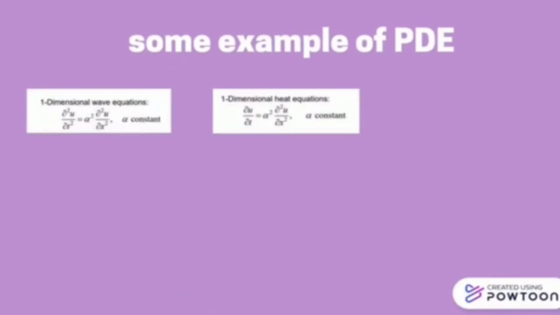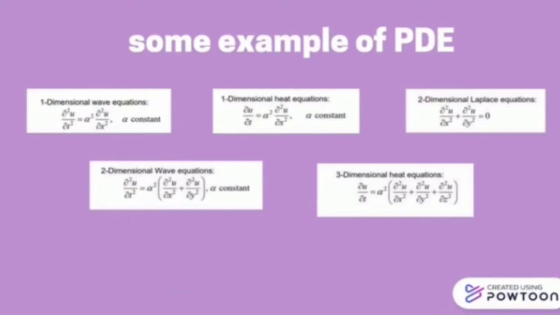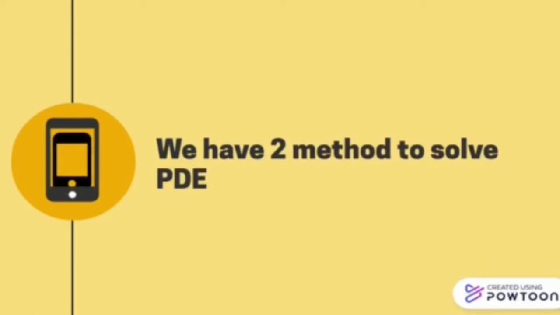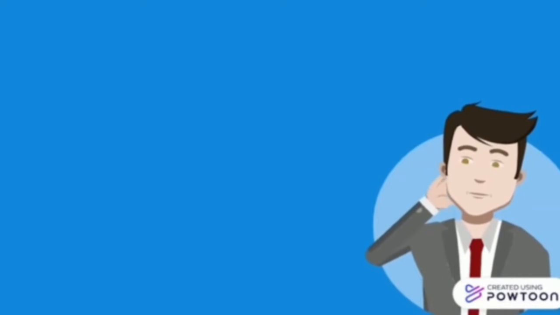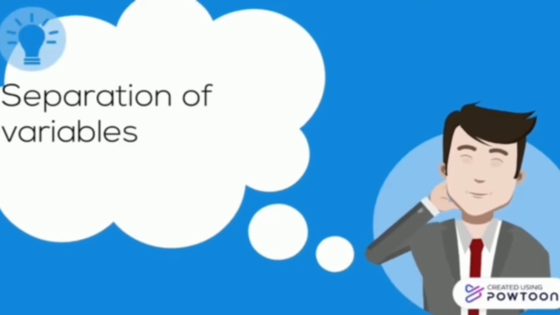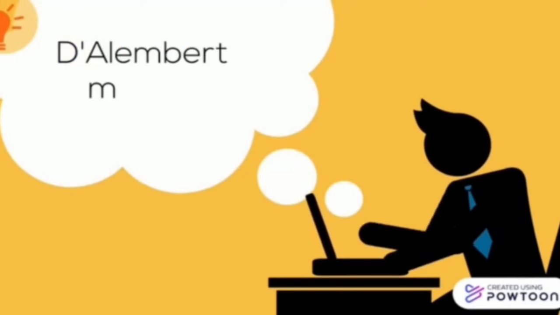And here are some examples of PDE. We have 5 examples. So, we have 2 methods to solve PDE. The first one is separation of variables, and the second one is the D'Alembert method.